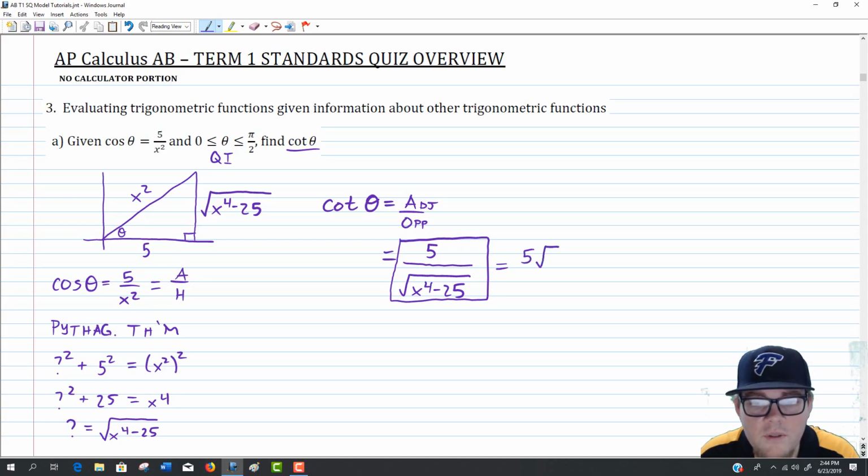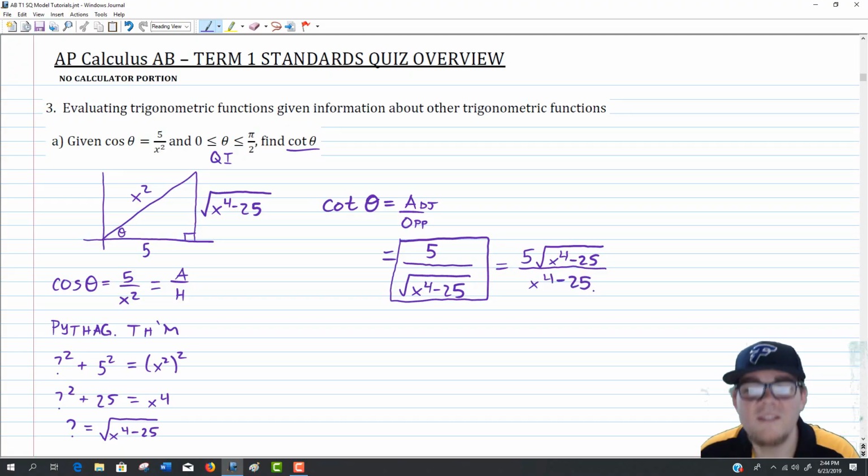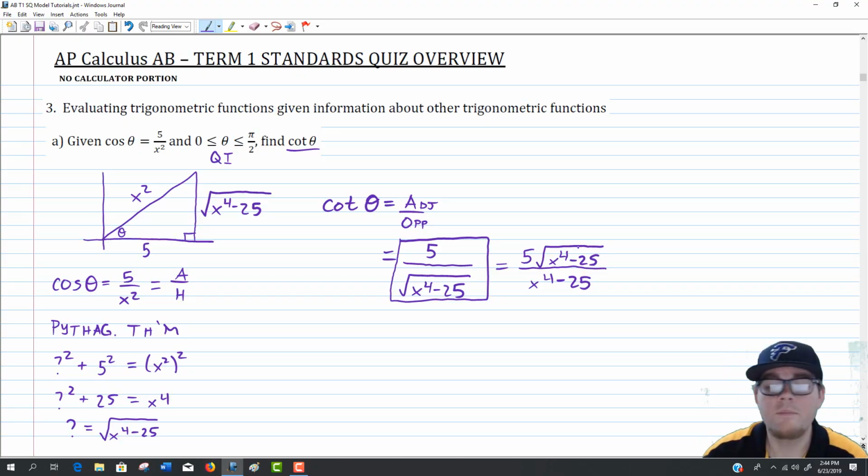This is kind of a do-it-if-you-insist kind of thing, but you could multiply up and down by the square root of x to the fourth minus 25 and end up with this as your final answer. Both are perfectly acceptable, but we don't ask you to rationalize in here. It's unnecessary. We just want you to be able to get to the correct answer. And that is true, by the way, even on the AP exam itself. So there was part A.